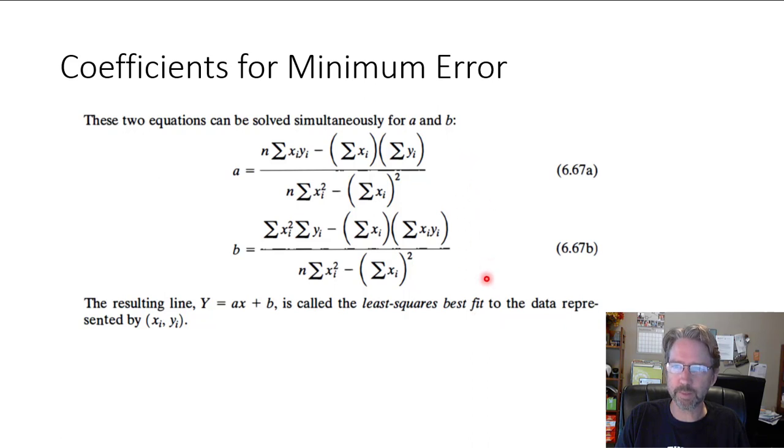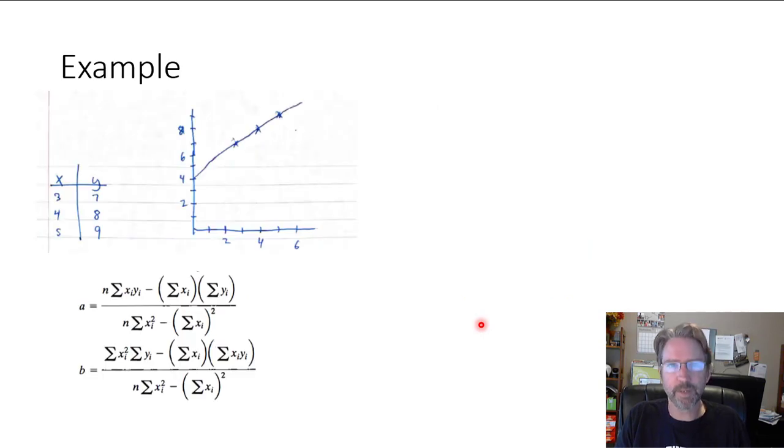So you'll probably never use these equations because it's built into so many programs. But here's an example of using the equations. This is the same data that we used when we calculated the R value. We've got x going 3, 4, 5, and y going 7, 8, 9. So we knew it was 100% linear. We had an R of 1. If we plug in here, we've got this equation for a, which looks kind of messy, and this equation for b.